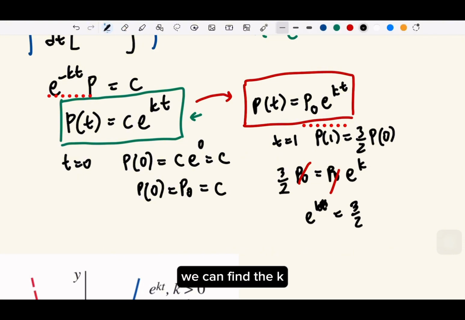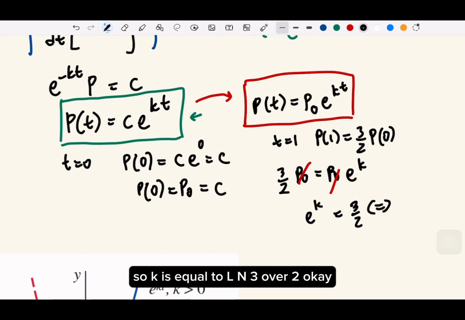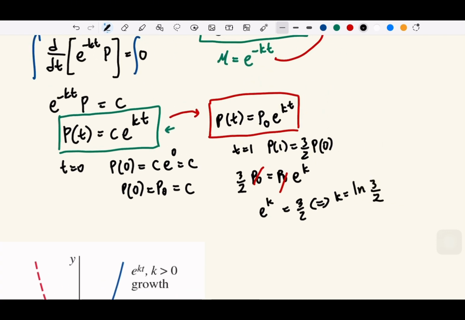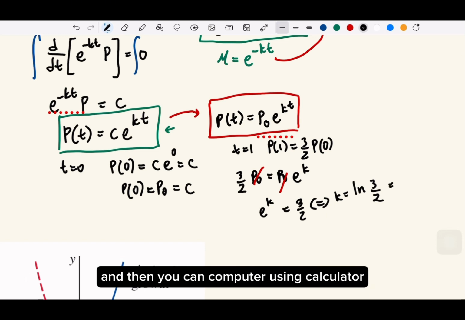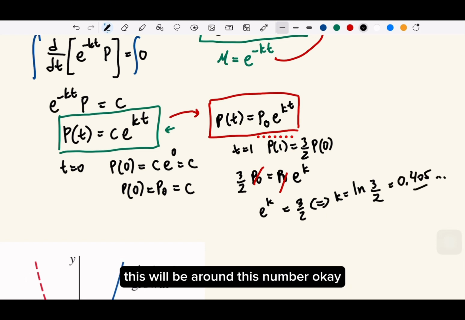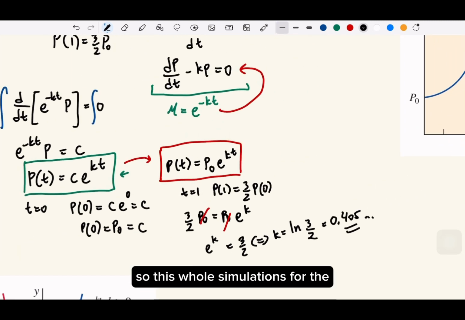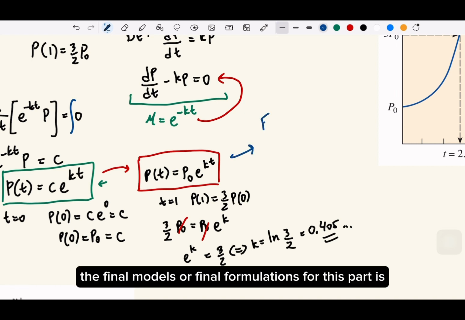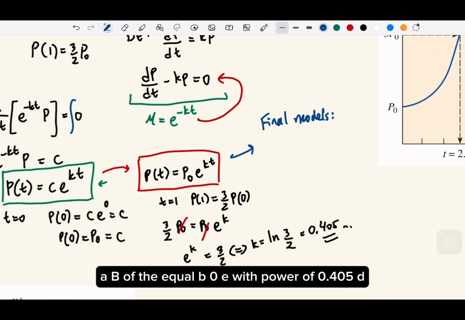So we can find k. k is equal to ln of 3 over 2. And then you can compute using a calculator. This will be around this number. So from this whole simulation for these models, we get the final formulation for this part: p of t equals p0 e to the power of 0.405 t.